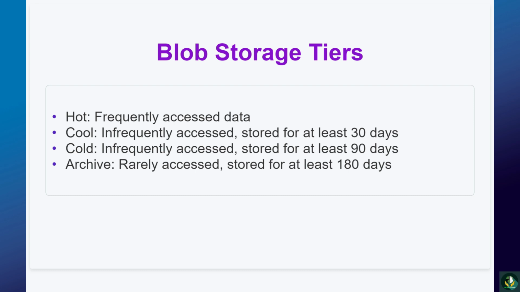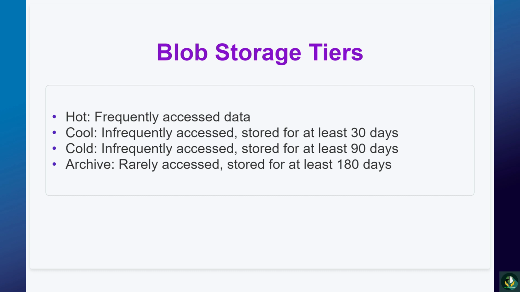While the cool and cold tiers offer cost savings, they come with some trade-offs. These tiers may have slightly lower availability compared to the hot tier. However, they still maintain high durability and similar retrieval latency and throughput characteristics. The lower availability is offset by reduced storage costs, making these tiers attractive for data that doesn't require the highest level of availability. The archive tier stands apart in terms of data access.